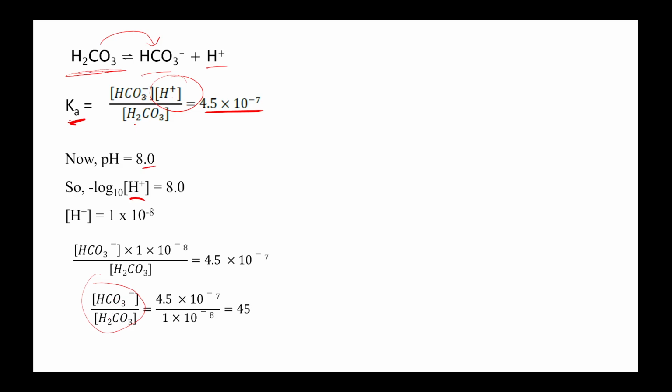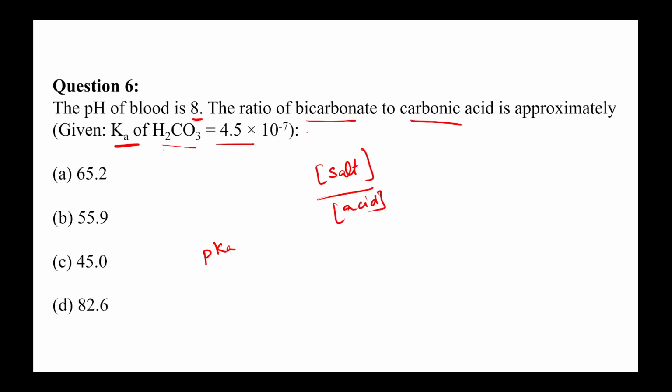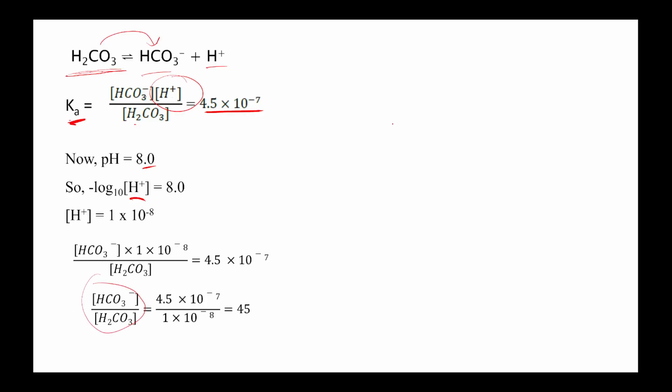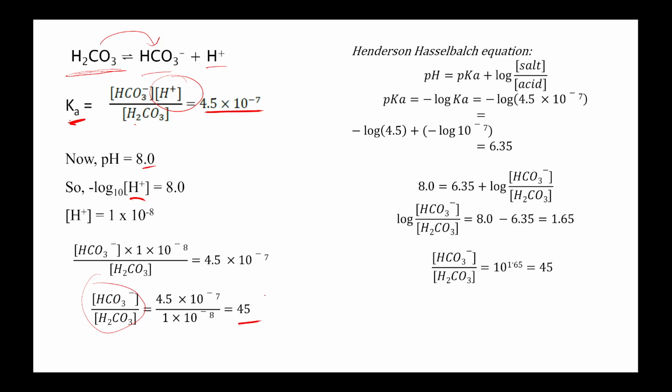So bicarbonate ion to the carbonic acid. That is what we were supposed to solve: the ratio of bicarbonate to carbonic acid. So you have here the ratio of bicarbonate to carbonic acid, that is 4.5 into 10 raised to the power minus 7 divided by 10 raised to the power minus 8. If you calculate this, basically you will get 110 here. So 4.5 into 10 would be 45. This is one way to solve it.